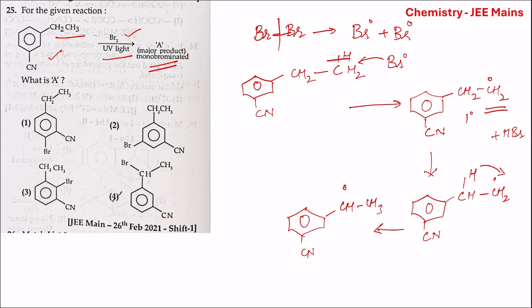Now this secondary free radical then combines with the bromine free radical to form a carbon bromine bond, and the final product is C6H5 and then CHBr CH3. So this is the final product. So the correct option is option 4.